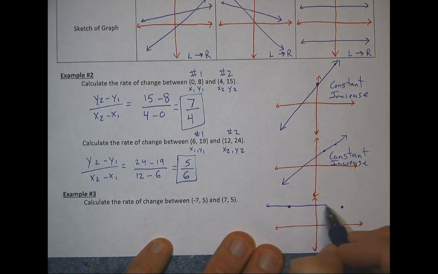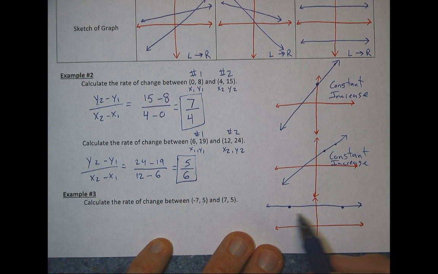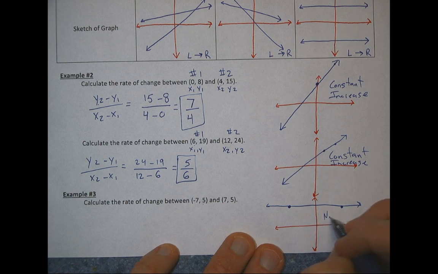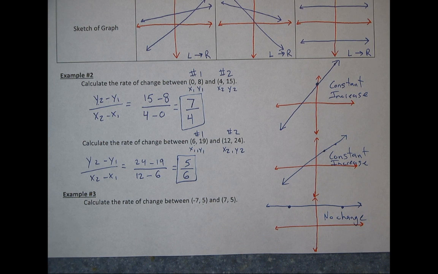That's going to be a line that goes straight across. So my drawing's not perfect, but this is going straight across. It's not going up. It's not going down. So there's no change here. So we can predict what's going to happen with our numbers. They should be 0. All right, so let's see what happens.